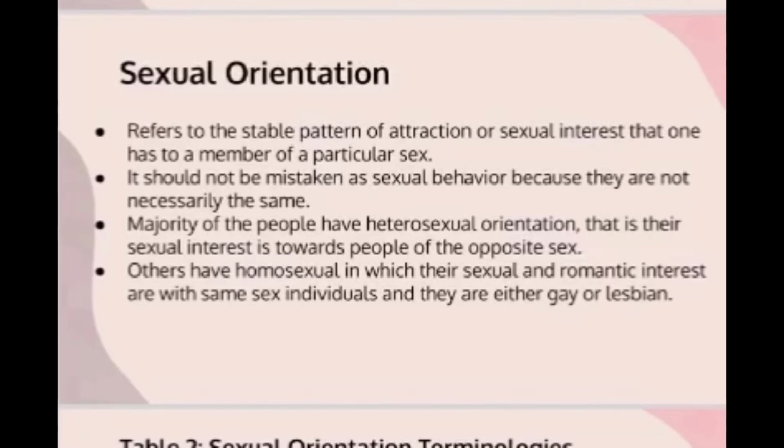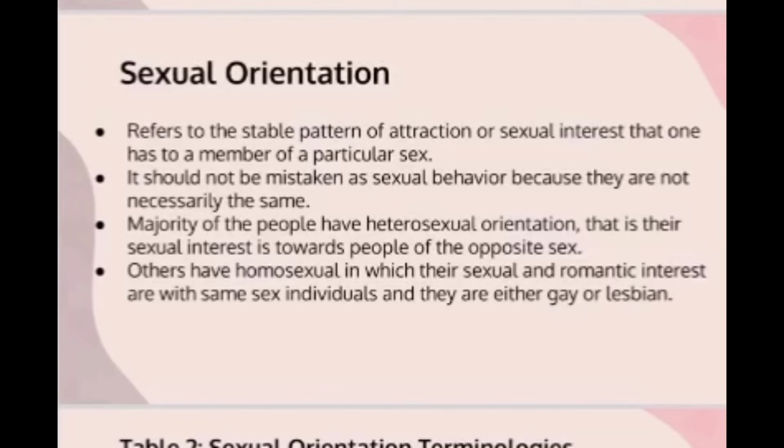And now let's proceed to sexual orientation. So what is sexual orientation? It refers to the stable pattern of attraction or sexual interest that one has to a member of a particular sex. When we say stable pattern of attraction or sexual interest, this is how a person is attracted to their opposite gender, just like a man who is attracted to a woman and a woman who is attracted to a man. It should not be mistaken as sexual behavior because they are not necessarily the same.